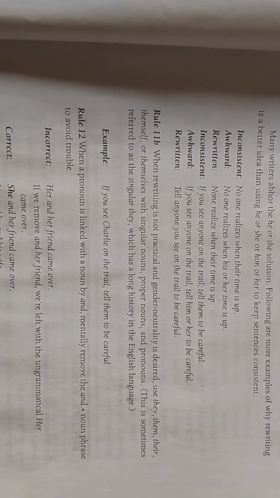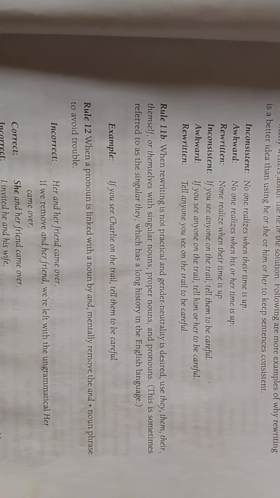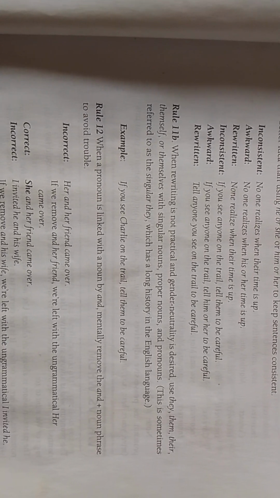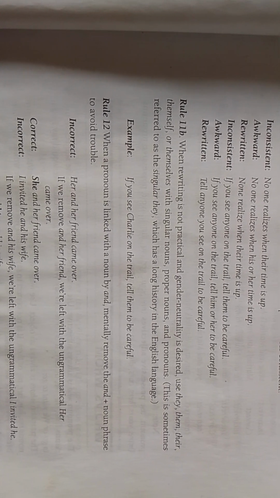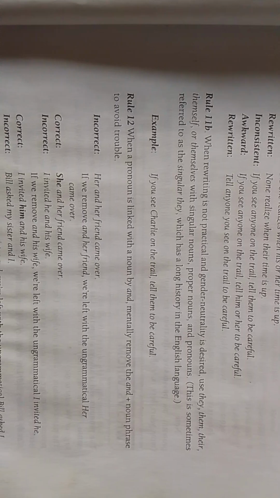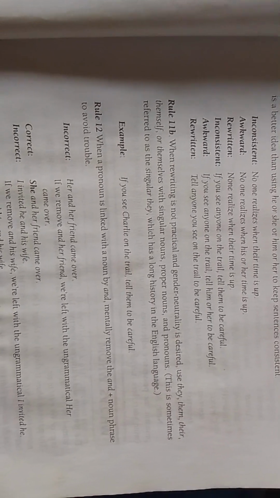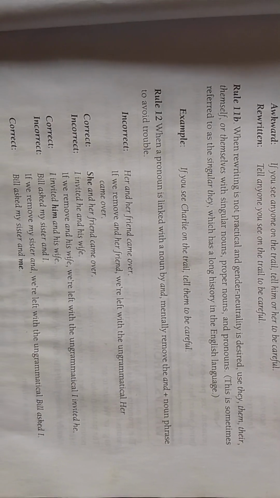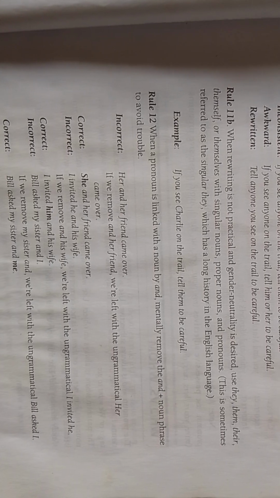Rule number 12. When a pronoun is linked with a noun by "and", mentally remove the "and" plus the noun phrase to avoid trouble. "Her and her friend came over." If we remove "and her friend", we are left with the ungrammatical "Her came over." Correct: "She and her friend came over." "I invited he and his wife." Correct: "I invited him and his wife."